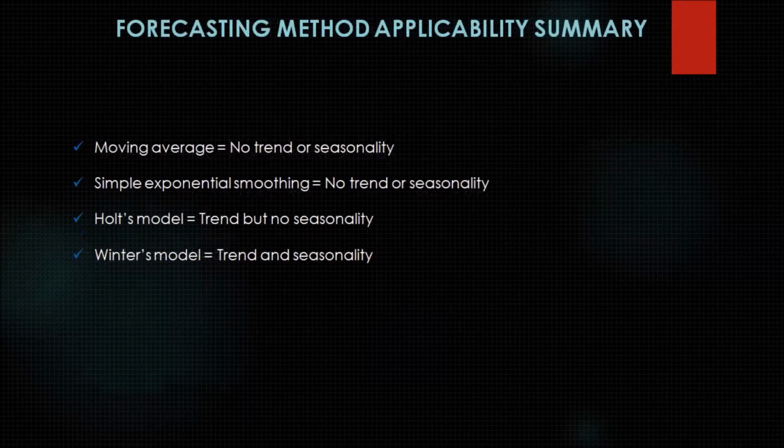So to conclude what we have discussed so far, moving average equals no trend or seasonality. So it's just the most basic method out of the four. Simple exponential smoothing has no trend or seasonality as well. Holt's model has trend but no seasonality, while the last and most complex, Winter's model, has trend and seasonality.